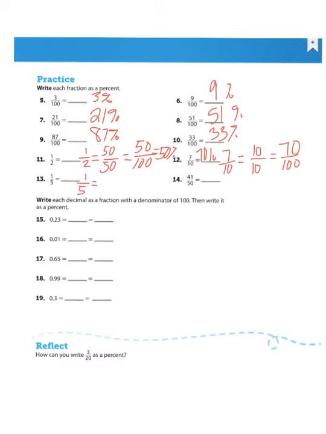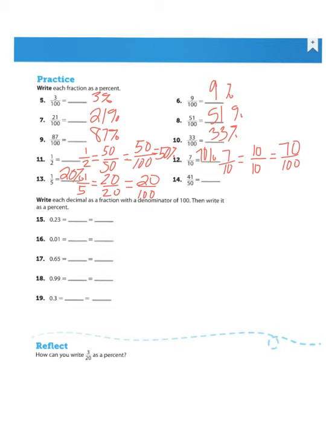1/5, take 100 divided by 5, and you get 20. So you're going to multiply the top and the bottom by 20. 5 times 20 is 100. 1 times 20 is 20. So 1/5 as a percent is 20%.